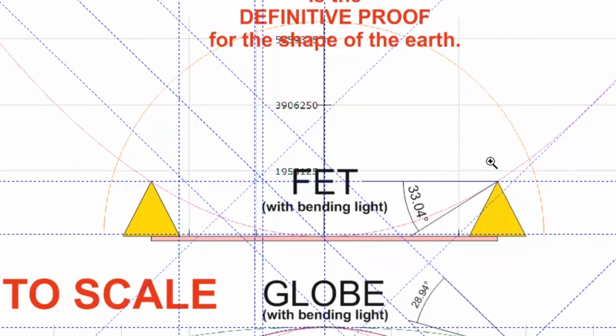So these diagrams are to scale. The first diagram is the flat Earth theory with bending light. The pink line is the bending light at different distances. The 2 points have a distance between them of 1/4 Earth circumference. So that's about 10,000 kilometers.